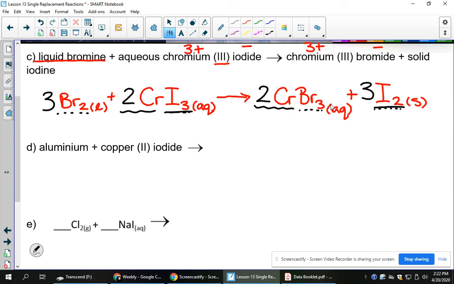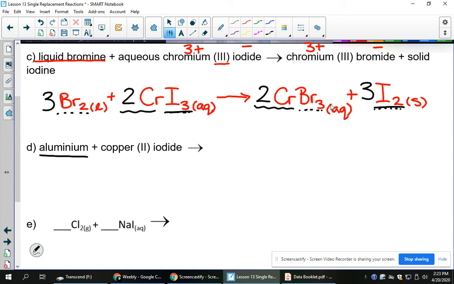Remember, you can always pause the video, go back and try something again, and see if you get it right the second time. The next question only gives us half of the information. Aluminum and copper 2 iodide go together to form something that we don't know. Now, what we need to decide is, with our element here, does it match with copper or iodide? So ask yourself, is aluminum a metal or a non-metal? Is it on the left of the staircase or the right of the staircase?